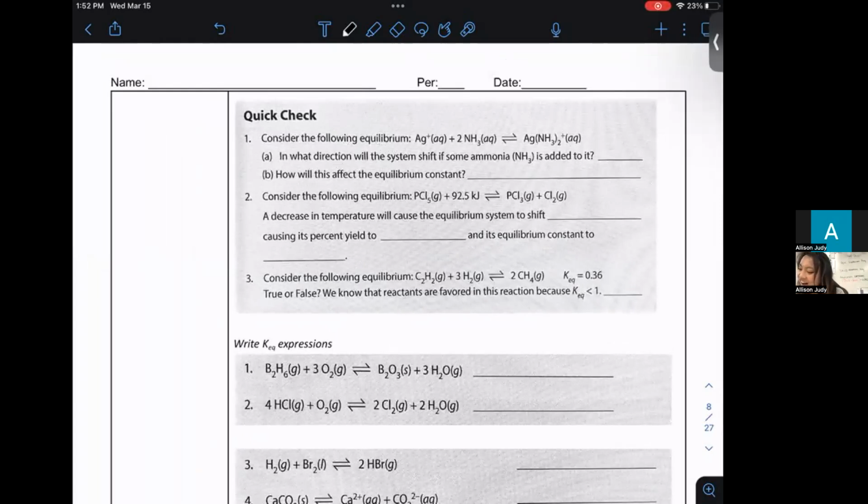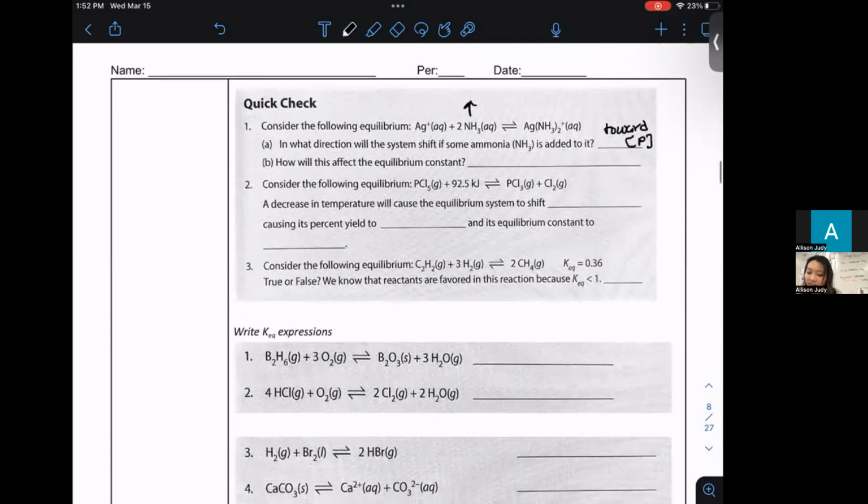Considering the following equilibrium, what direction will the reaction shift if some ammonia is added? Toward products. Okay, toward product. I'm going to make more products. That is according to Le Chatelier's principle. If I increase ammonia, I have way too much reactant, so my reaction is going to try to respond by using it up, by producing more product.